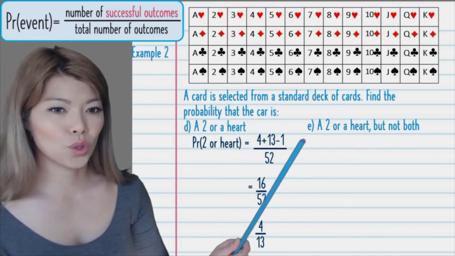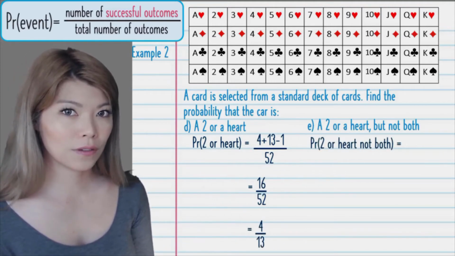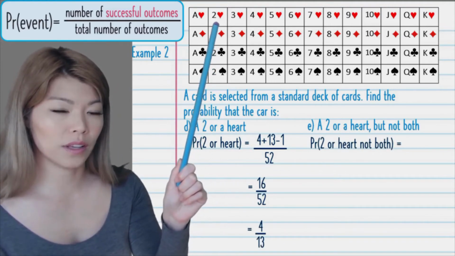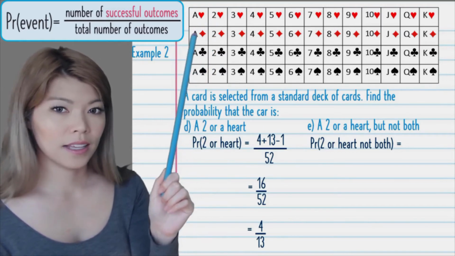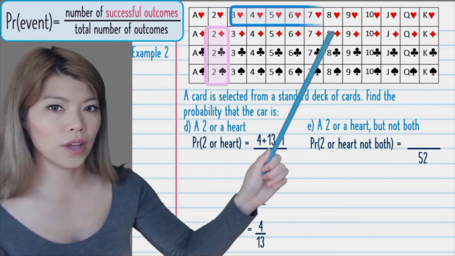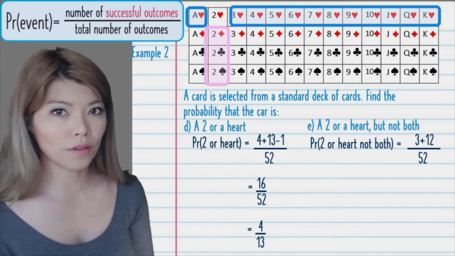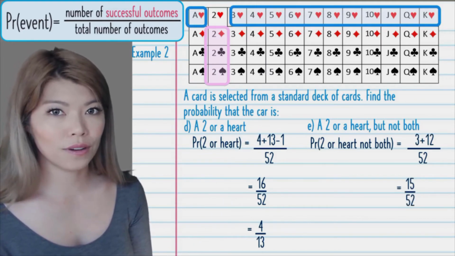Part E, a 2 or a heart but not both. It looks similar, but they're actually different. We're not allowed to have both, as in we can't have the 2 of hearts. So in this case, we have the 2s at the bottom here, and we have all the hearts except for that one. So now we have 3 plus 12, which is 15 over 52.